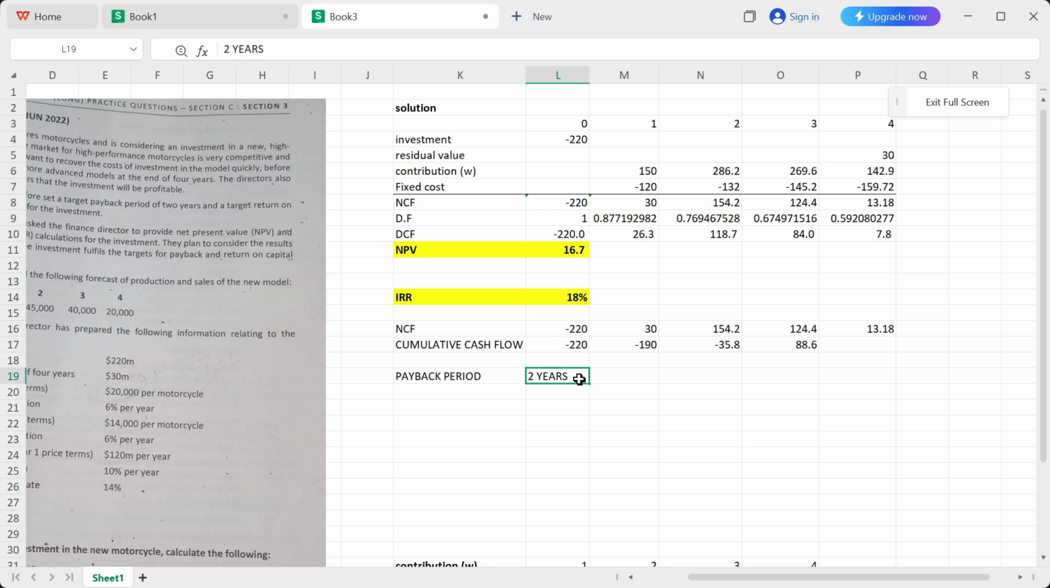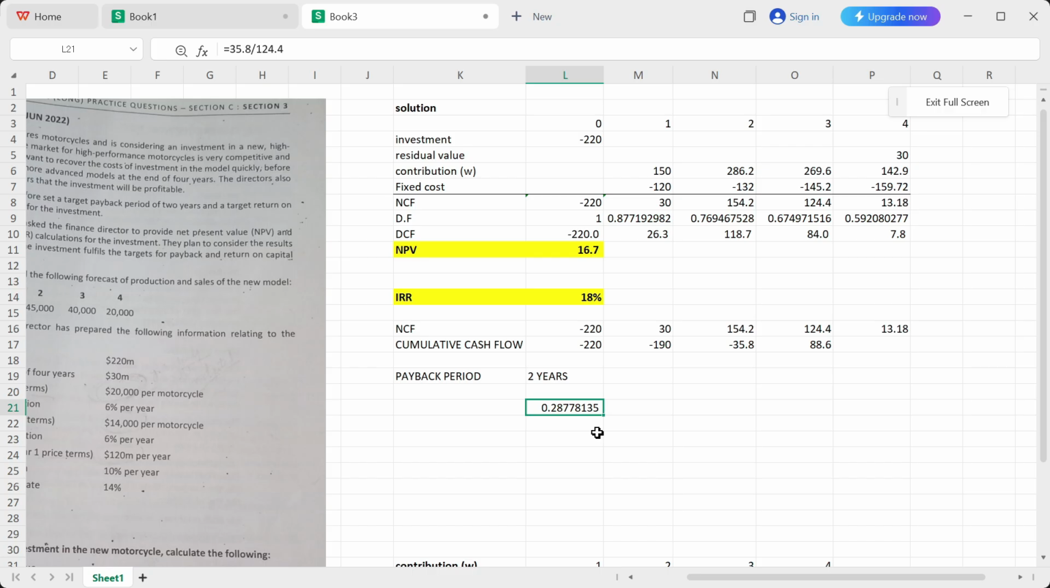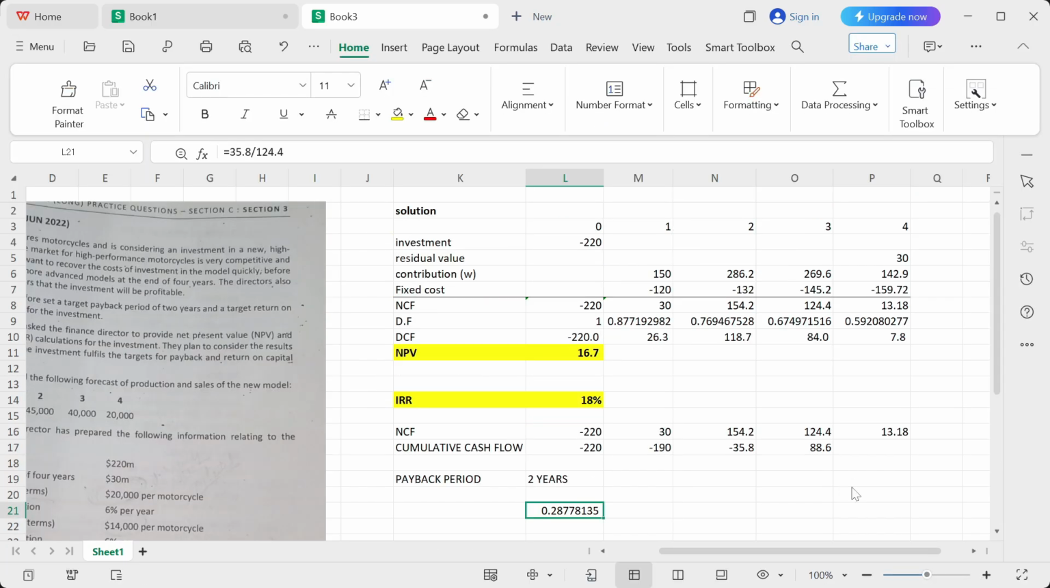And then we have to look at months, how many months it is. For that, I told you guys to always take the cumulative cash flow value before the year the cumulative cash flow becomes positive. The cumulative cash flow becomes positive at year 3, so you're going to look at the year 2 cumulative cash flow, which is 35.8. So write 35.8 and divide it by the net cash flow of year 3. You can see it's 0.28. So let's round it off. If I round 0.28, it's going to be 0.3.